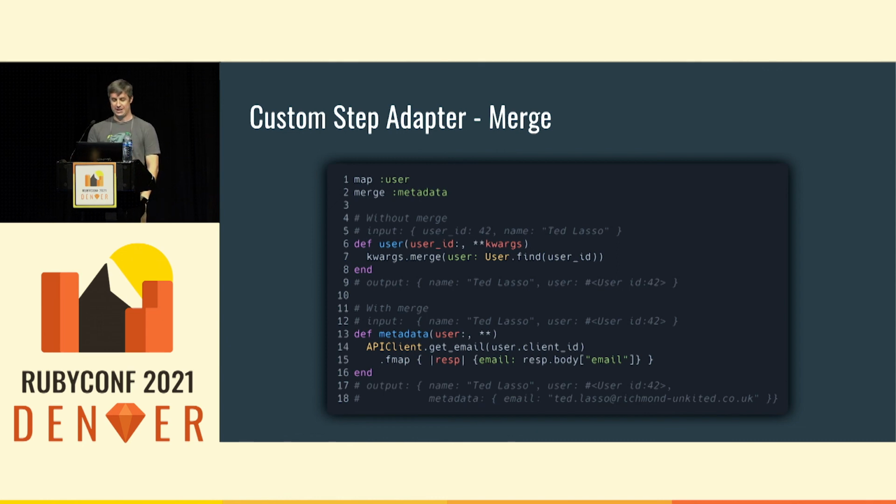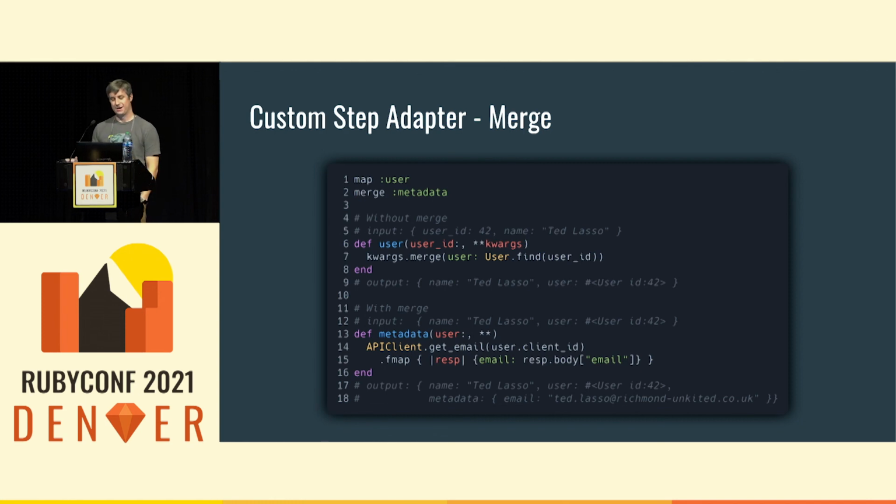The input of this step is the output of the previous user step, so we have the user keyword arg we can work with. We don't care about the rest, so we just ignore them with the double splat. Then we might need something to make an API call to look up some metadata, format it in a hash, and we're done. The merge step takes care of merging that hash with the input hash, putting it under the key of metadata, which matches the step name.